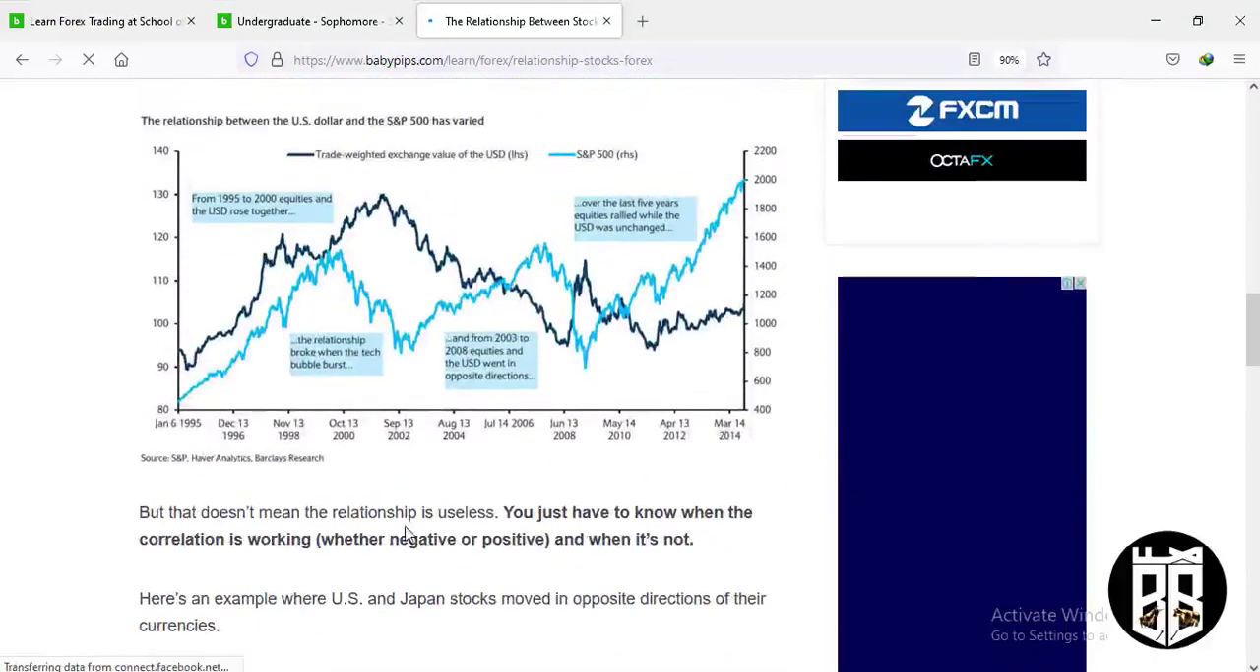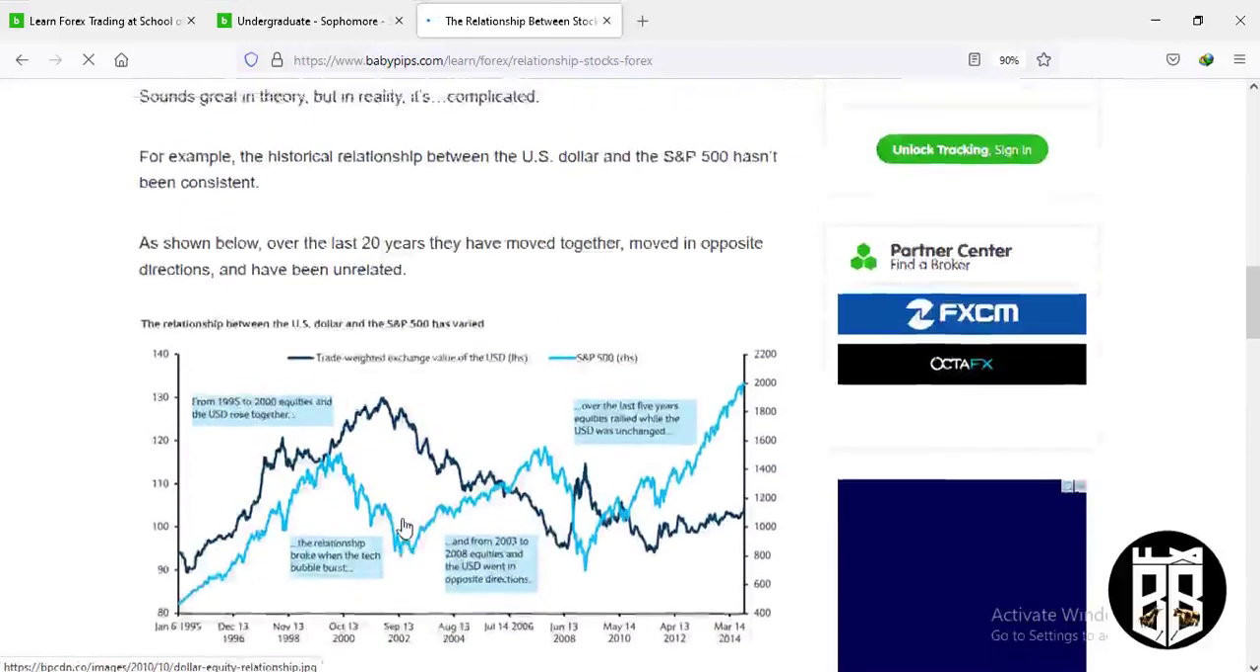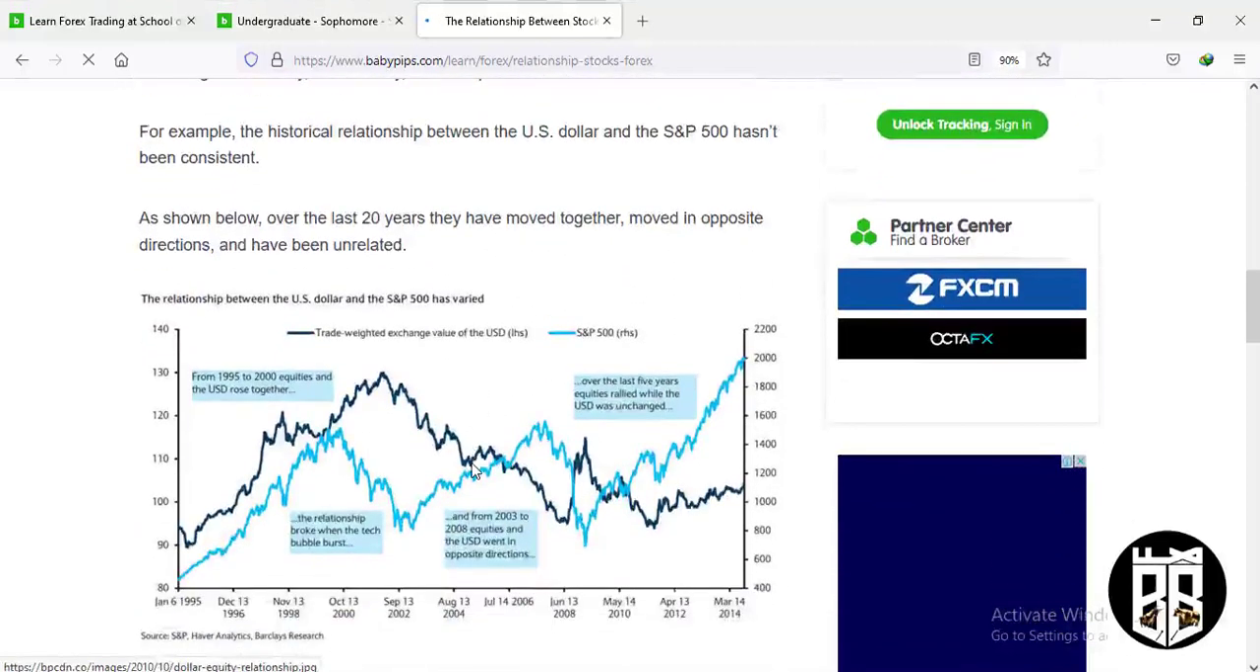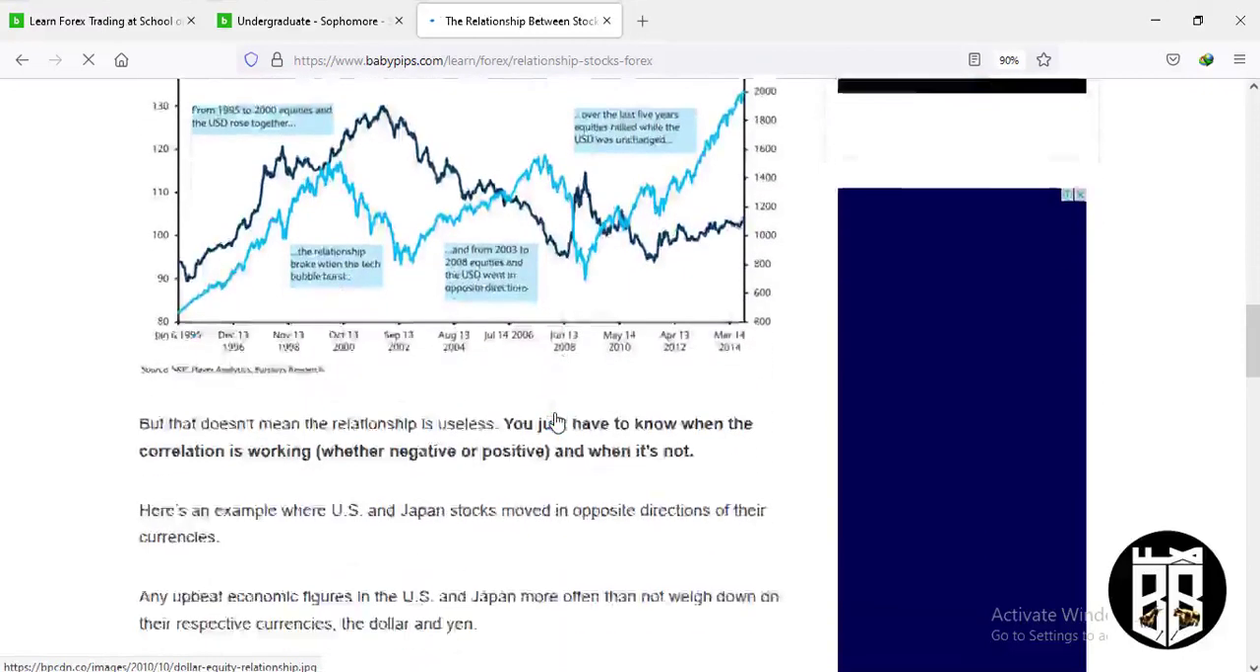It says that doesn't mean that the relationship is useless, because what does that mean? The prices of the stock market do not directly move the same way with the prices of the forex market. In fact, as shown in this diagram, over the last 20 years, they have moved together, moved in opposite directions, and have been unrelated. So at times they will move together, at other times in opposite directions, and at other times unrelated.